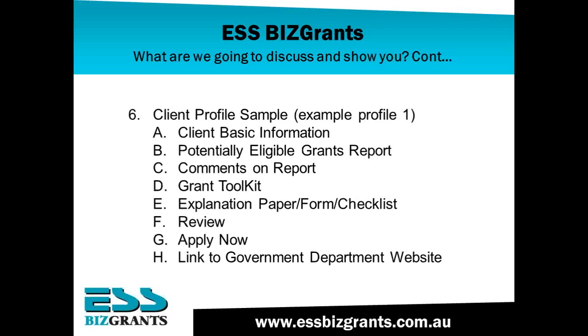So within the information we're going to go through, we can get some basic client information, and we're going to look at the potential grants that are available. The system has a link to the appropriate government department website so that you could go on and look at the application form so that you're very familiar with the grant. There is a grant toolkit which includes a paper on that particular grant, and in some cases some additional information.